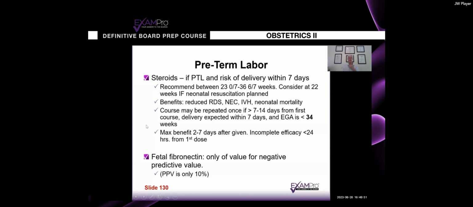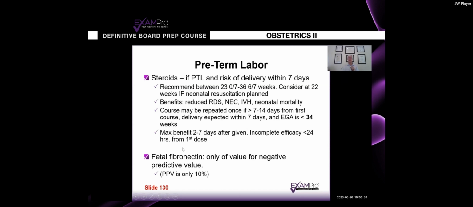Now, the issue with preterm labor is, first of all, when do we do steroids and when do we do tocolysis? So remember now that steroids have been moved down to about 23 to just shy of 36 to 37 weeks of gestation. And the most recent update said you can consider them at 22 to 23 weeks if the family is electing neonatal resuscitation. So it can now be 22 to 23 up to 36 and 6. Remember, we give one course, and we repeat it in 7 to 14 days from the first course if we expect delivery within 7 days and if we are under 34 weeks of gestation.